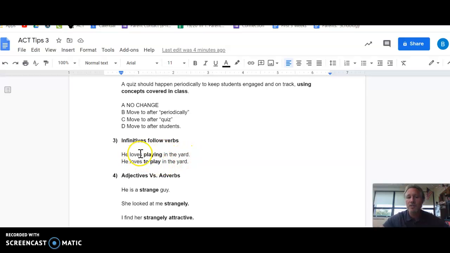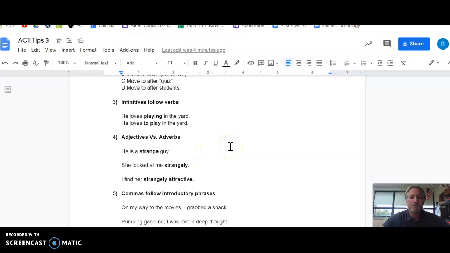So if you're given the option, he loves playing in the yard, and he loves to play in the yard, I'm not sure why this is a rule, but it is. It's he loves to play in the yard. So just kind of keep that in mind as you're taking the ACT, that it's going to have that infinitive if it follows a verb.